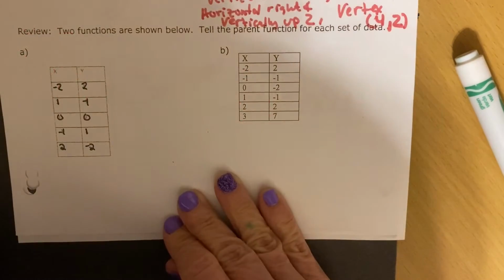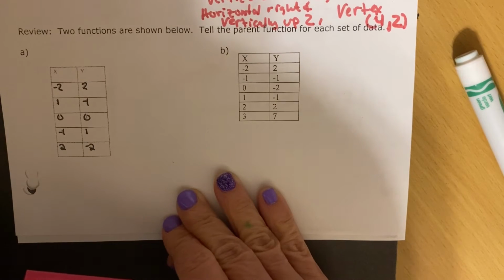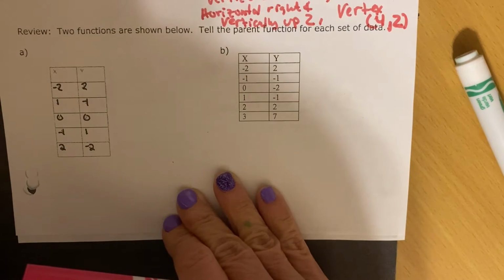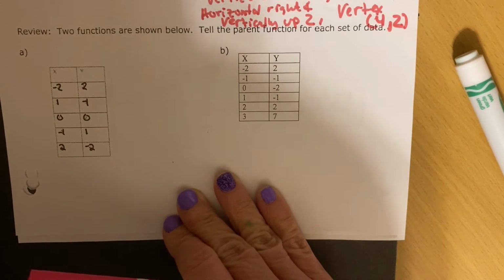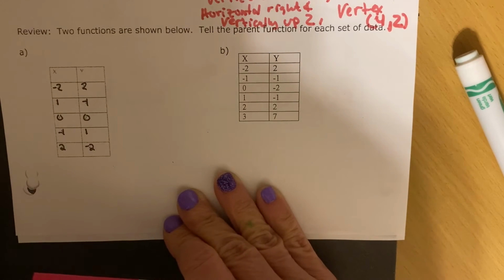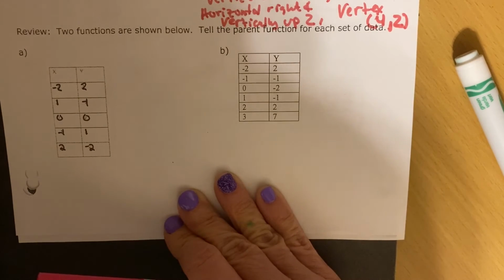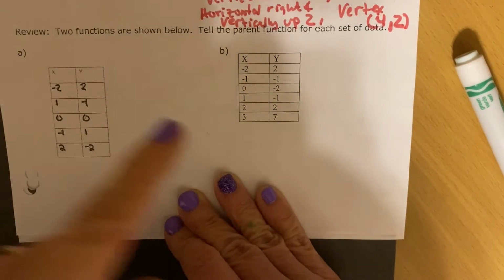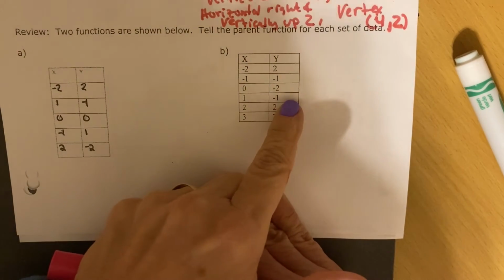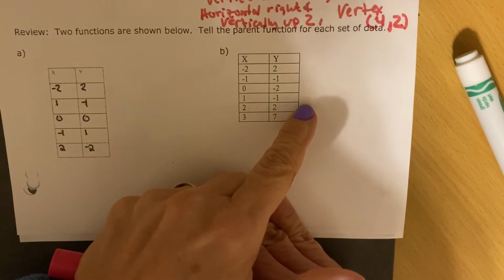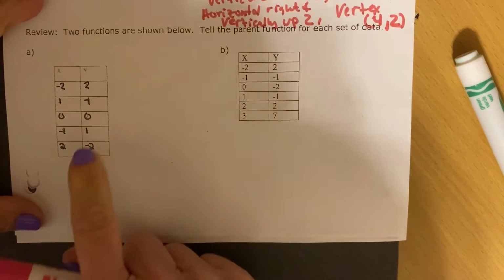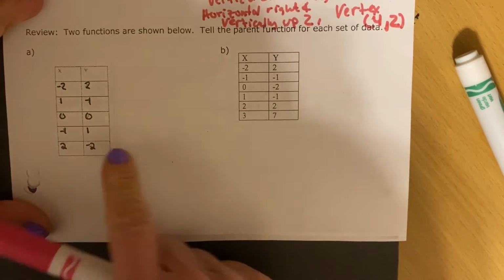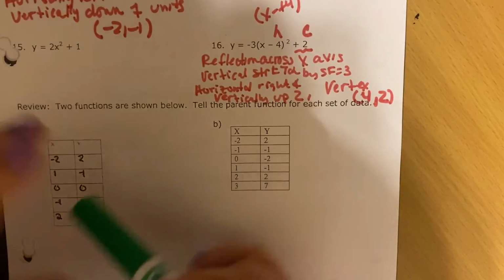All right, so we need to tell which parent function belongs to these two graphs. So the first thing we have to do is identify whether they're linear or quadratic. In order to tell whether a graph is linear, you could go in and do your lists and spreadsheets, and you could graph, and you can look and see if this is a straight line, and then you can put this in your lists and spreadsheets and see if this is quadratic. Or you can go ahead, and linear has a constant rate of change is what we're going to look at.